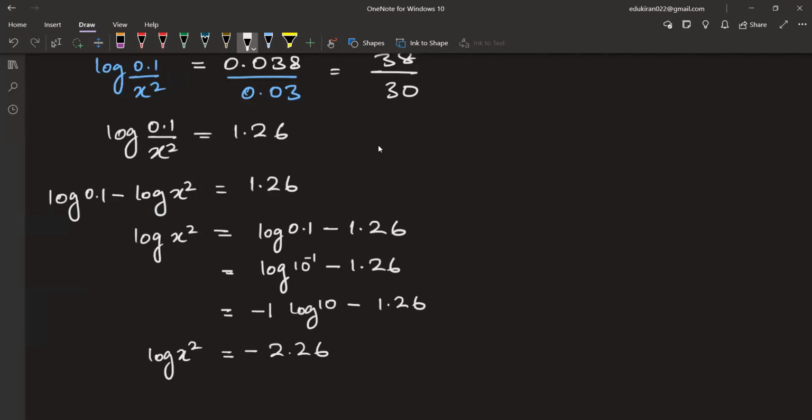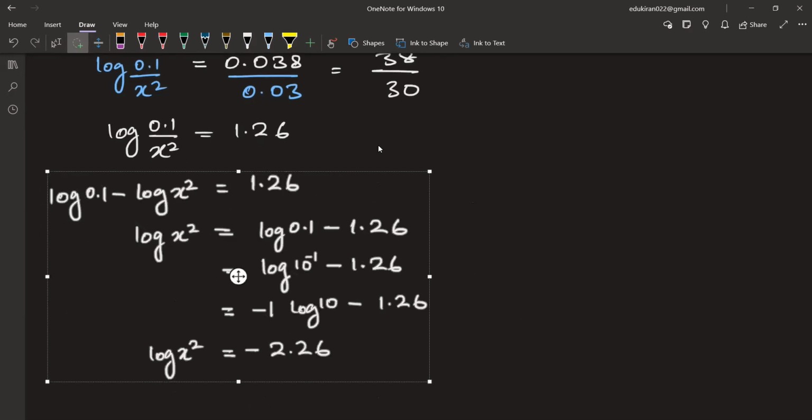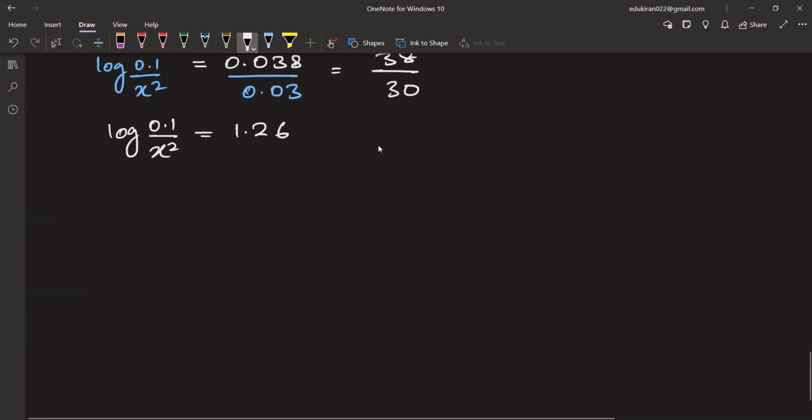Log x square. एक काम करते हैं, इसको ऐसे नहीं करते, वेट अ सेकंड, let us write it like this. 0.1 upon x square is equal to 10 to the power 1.26. Okay. Now x square will be equal to, ठीक है वो नीचे आ जाएगा, उसके बाद ले लेंगे नीचे 10 to the power 1.26. अब इसको तो सॉल्व करना पड़ेगा, right? You have to solve this now. How are we going to solve this? Now we are going to use anti-log method.